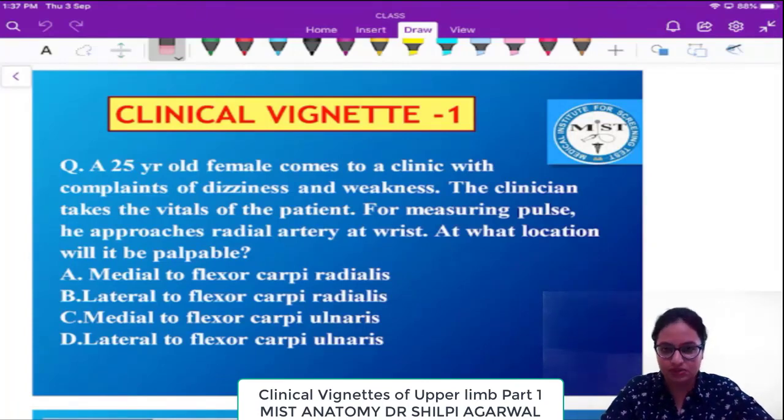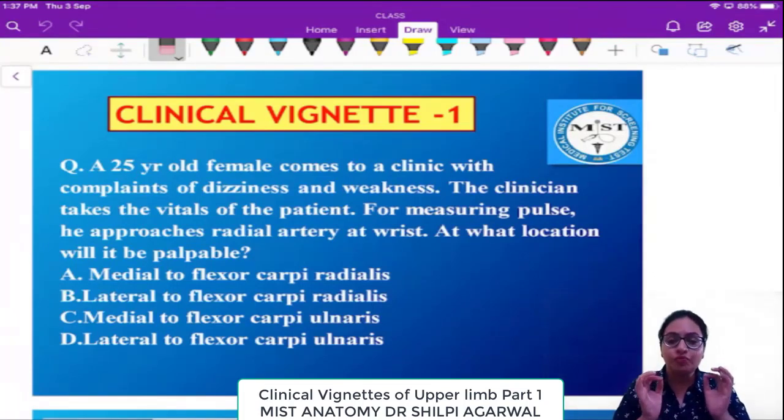Now for measuring the pulse, most commonly which artery are we approaching? We are approaching the radial artery, right? So whenever we are taking the pulse, we approach the radial artery. So he is also approaching the radial artery. For measuring the pulse, he approaches the radial artery at the wrist.